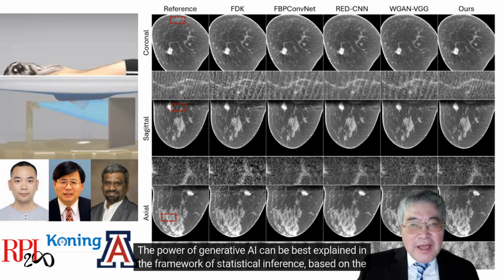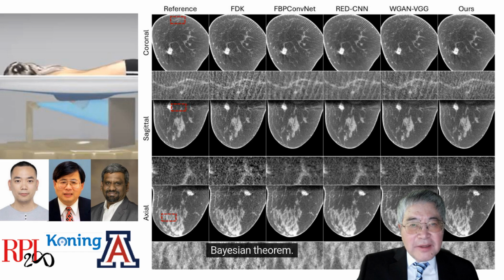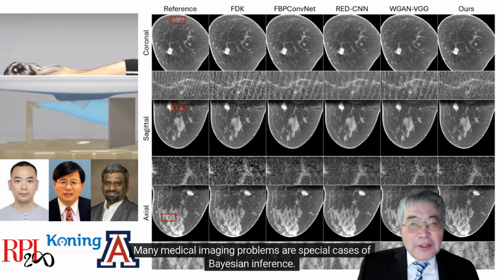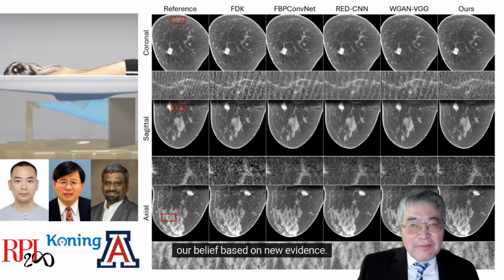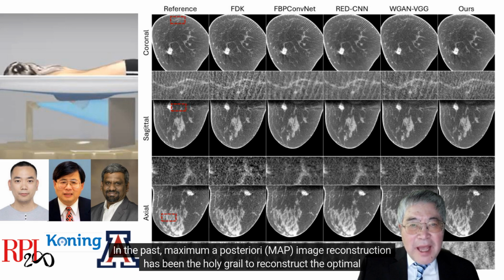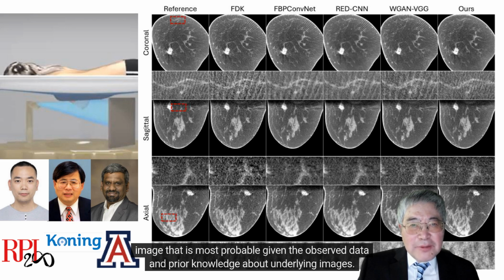The power of generative AI can be best explained in the framework of statistical inference based on the Bayesian theorem. Many medical imaging problems are special cases of Bayesian inference. The Bayesian formula embodies the essence of rational decision-making under uncertainty, rigorously updating our belief based on new evidence. In the past, maximum a posteriori (MAP) image reconstruction has been the holy grail to reconstruct the optimal image that is most probable given the observed data and prior knowledge about underlying images.